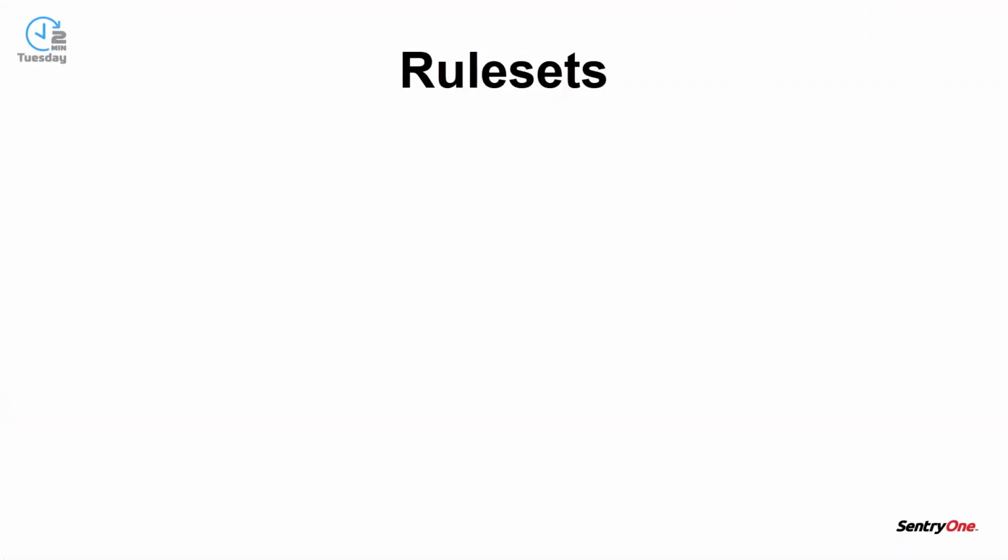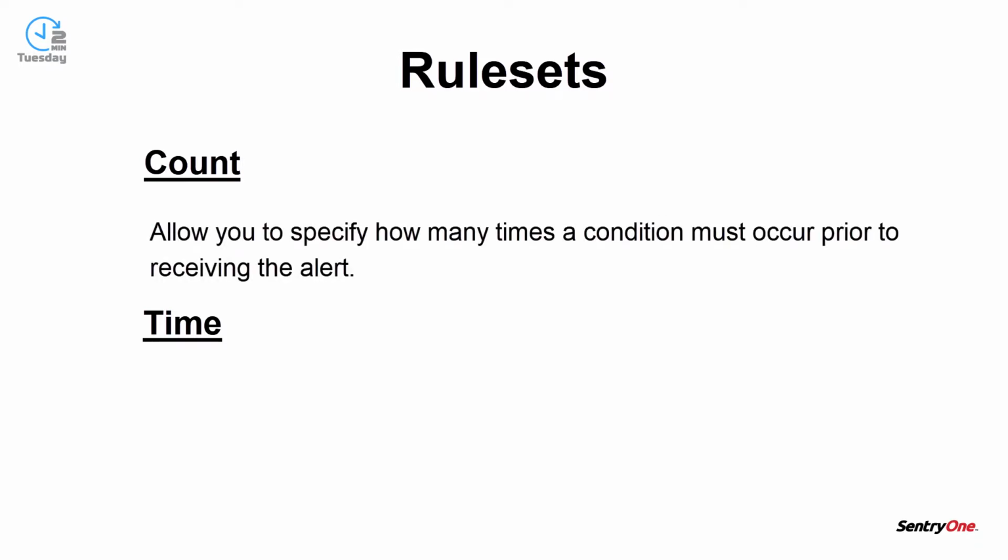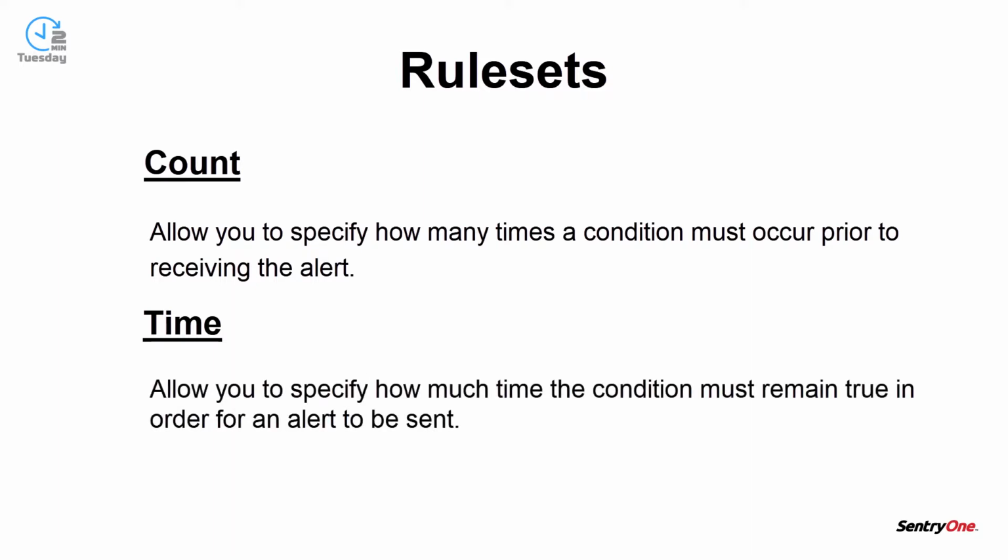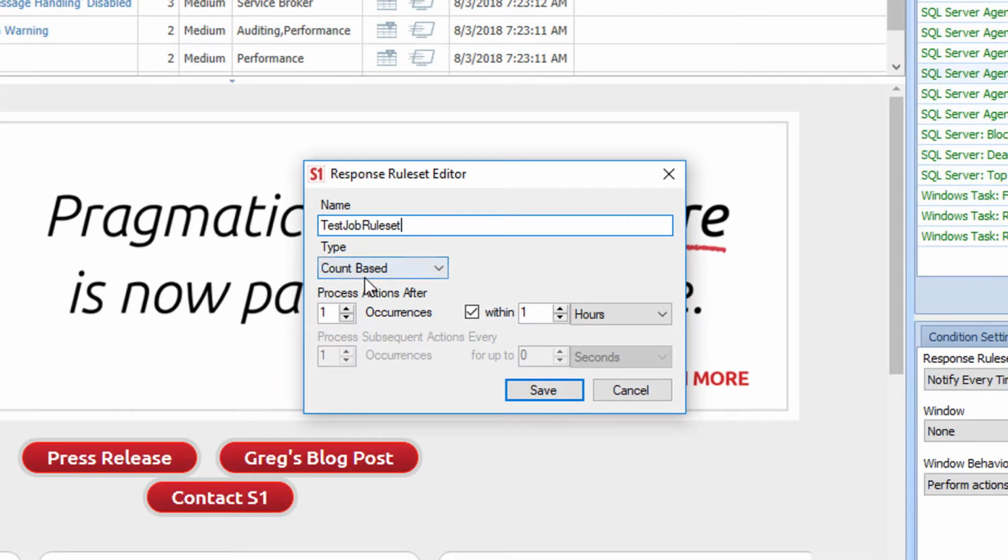There are two types of rule sets that can be used within SentryOne. They are the count-based rule sets and the time-based rule sets. The count-based rule sets allow you to specify how many times a condition must occur prior to receiving the alert. The time-based rule sets allow you to specify how much time the condition must remain true in order for an alert to be sent. In this case, the SQL Server Agent Job Started condition only allows a count-based rule set and will not allow a time-based rule set to be defined.